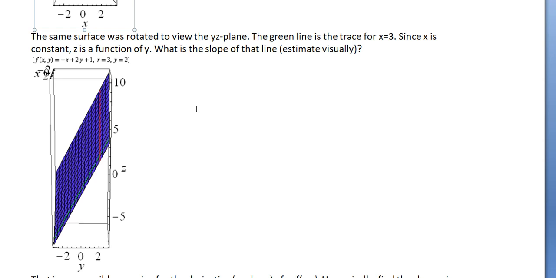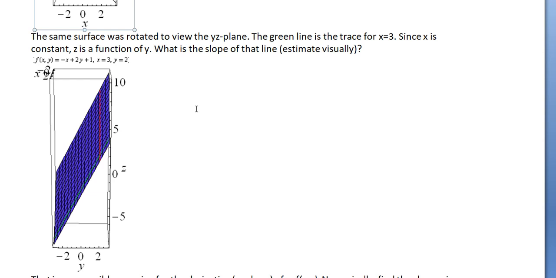So notice that now on the horizontal axis, we've got Y values, and on the vertical axis, we've got Z values, and now we've rotated it so that really X values, we can't distinguish between them. So now the green line is the trace for X equals 3. Now, since X is constant, Z is a function of Y along that green trace line.